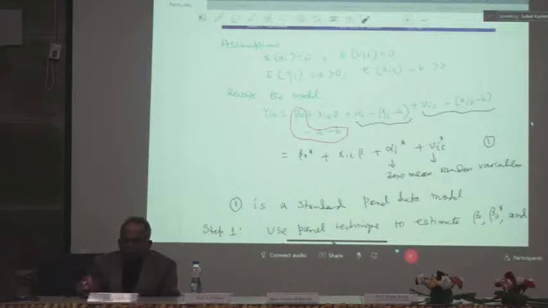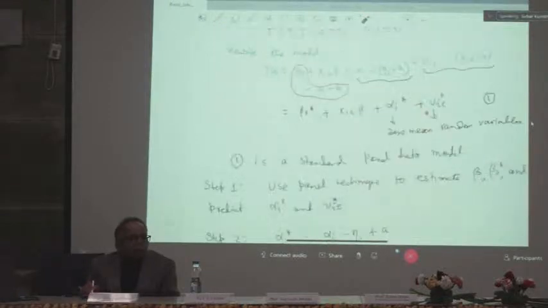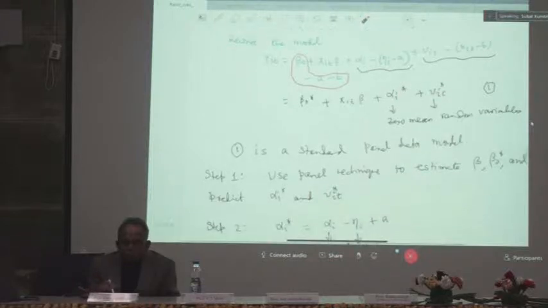Right? So then again, in step 1, what we do is we estimate this model using standard panel data technique that will give me the estimates of the beta coefficients, right? And then prediction of this and this. Okay. So you use panel technique to get these, which are of interest to me directly after getting beta. Because I'm interested in separating eta_i from alpha_i and v_it from u_it.